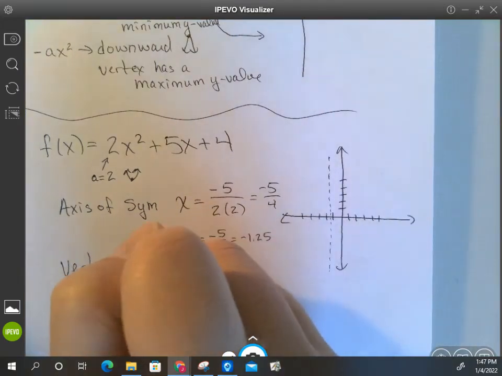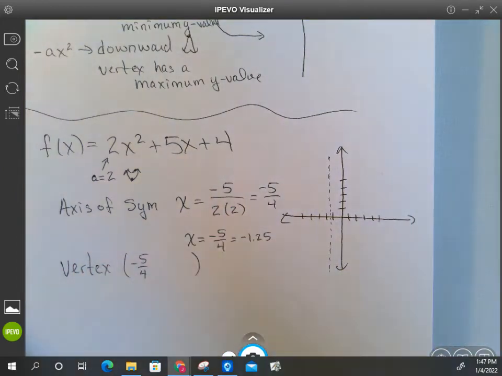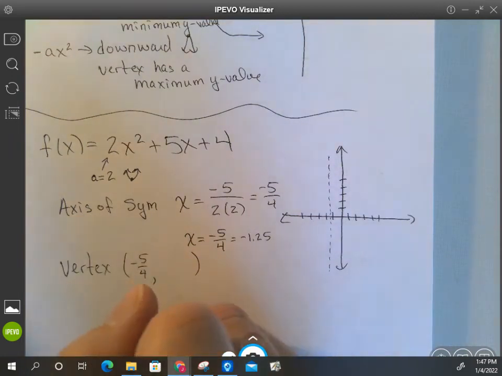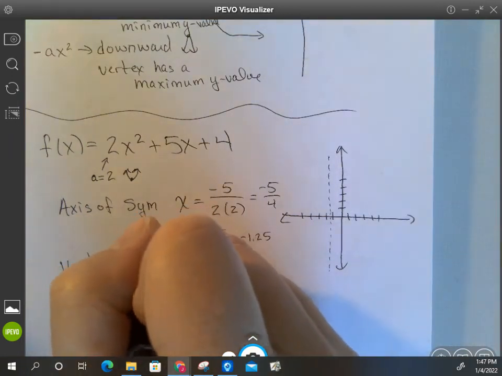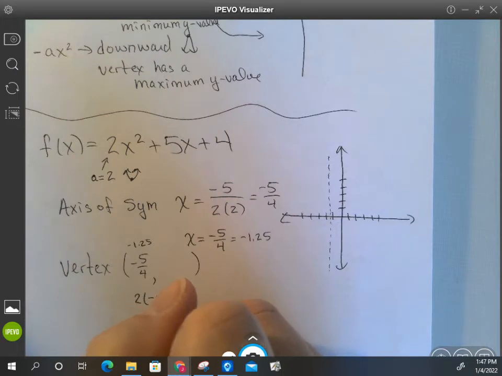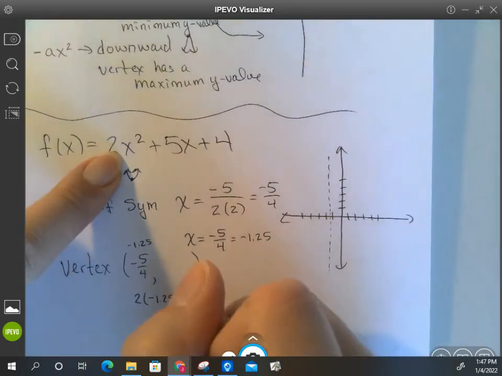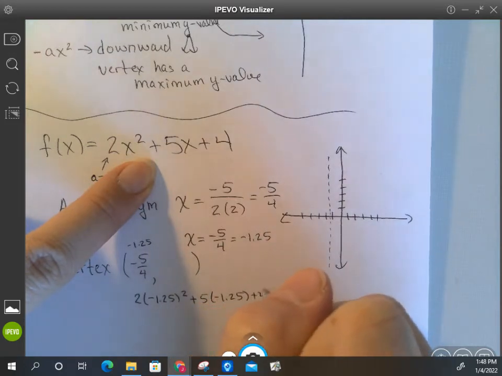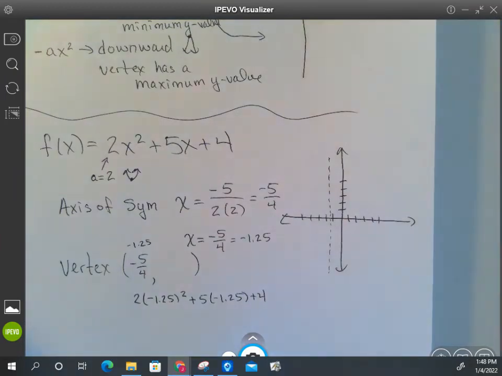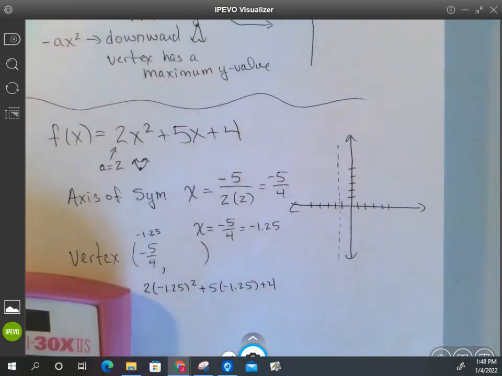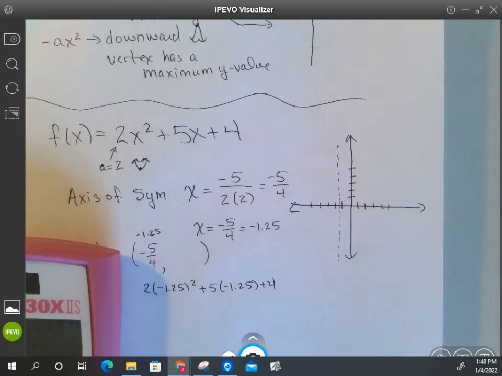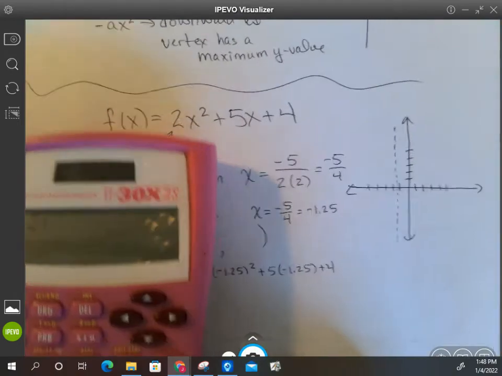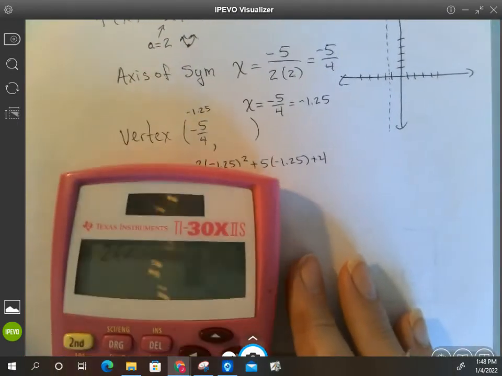And I already know that it's negative 5/4, or if you don't like that, negative 1.25. And to find the y value, I'm just going to plug it in. So that'd be 2, and I'm going to go ahead and put in the decimal. Whatever you want to put in the calculator is fine. So 2 times the x squared using parentheses plus 5 times the x plus 4. So taking my calculator, I don't want to use my brain for this, and I'm typing it in. Clear. Okay.